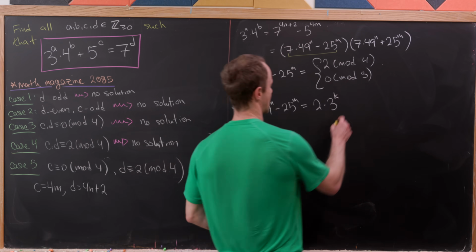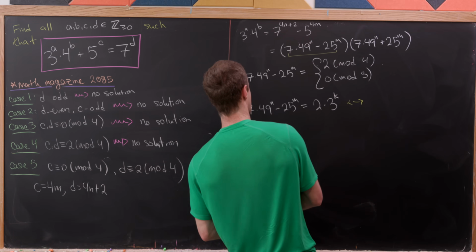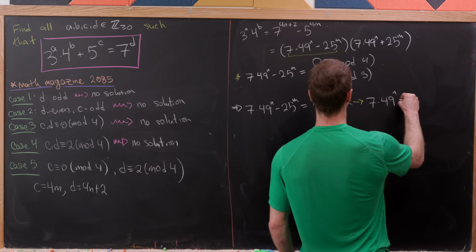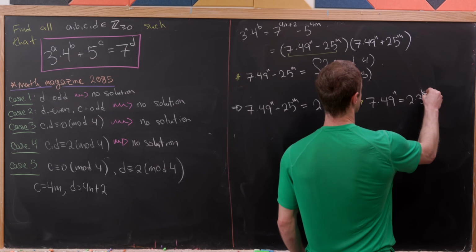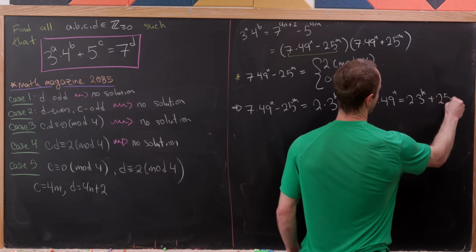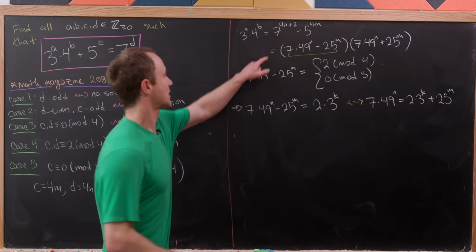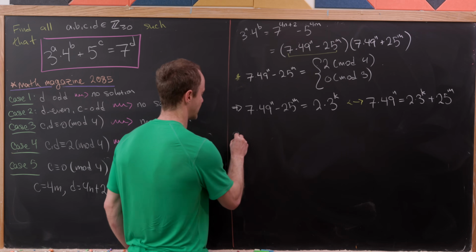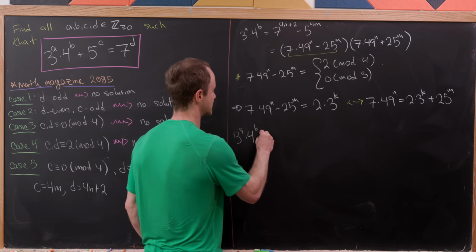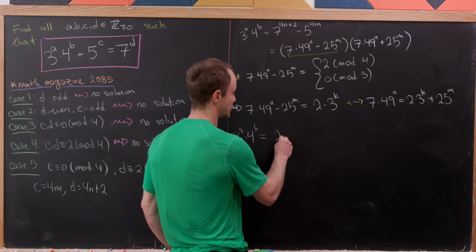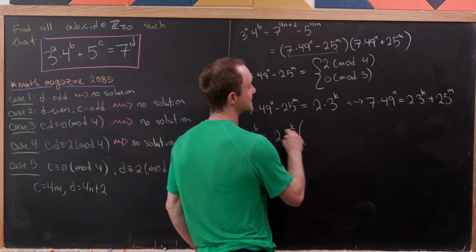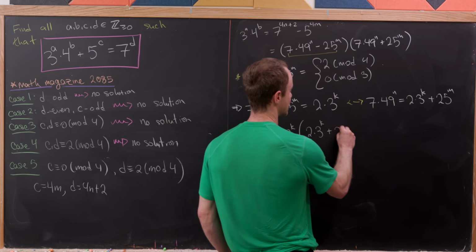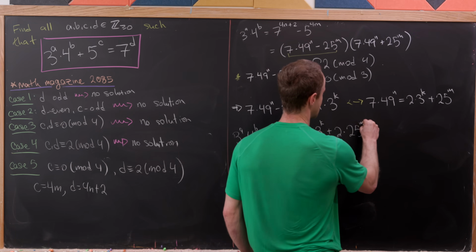Okay, but now we can invert this equation, if you will, to write 7 times 49 to the n as 2 times 3 to the k plus 25 to the m. And now we're going to swing that back into this equation right here, and we'll be left with 3 to the a times 4 to the b is equal to 2 times 3 to the k times, let's see, 2 times 3 to the k plus 2 times 25 to the m.